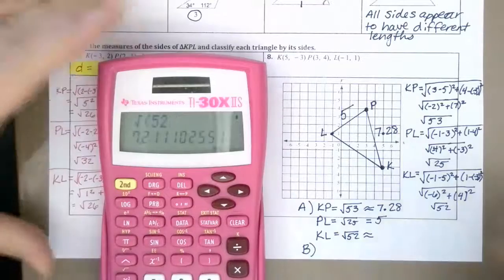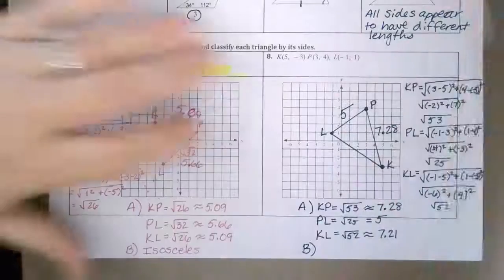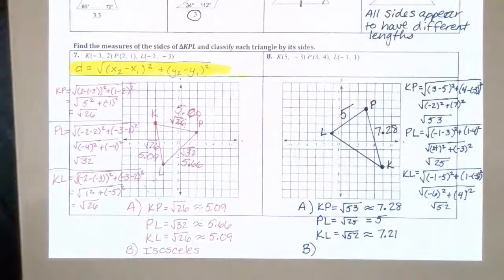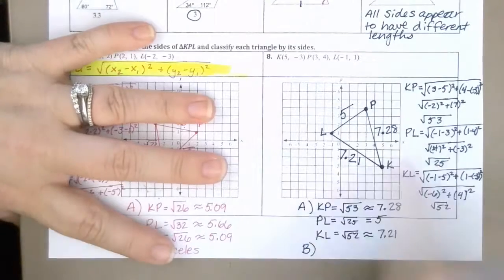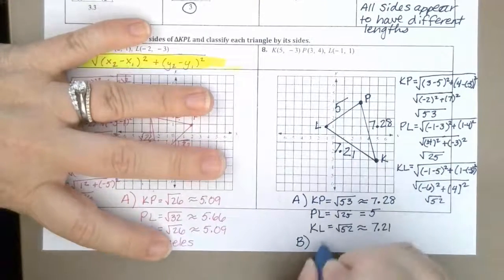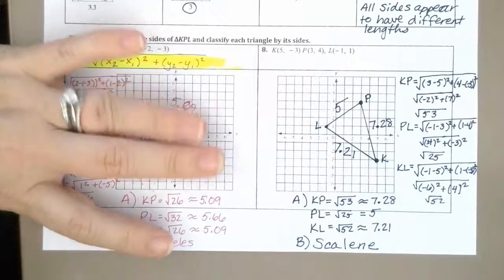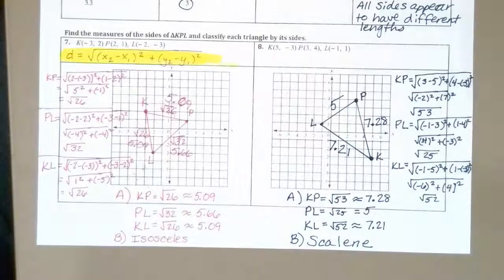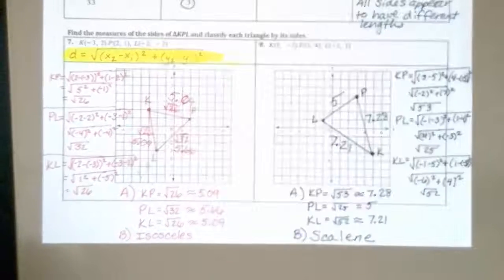what kind of triangle do I have? Do I have isosceles? Those two are really close, but this is not isosceles. This is scalene. They are all different lengths because radical 53 is not equal to radical 52. It cannot be isosceles. Okay?